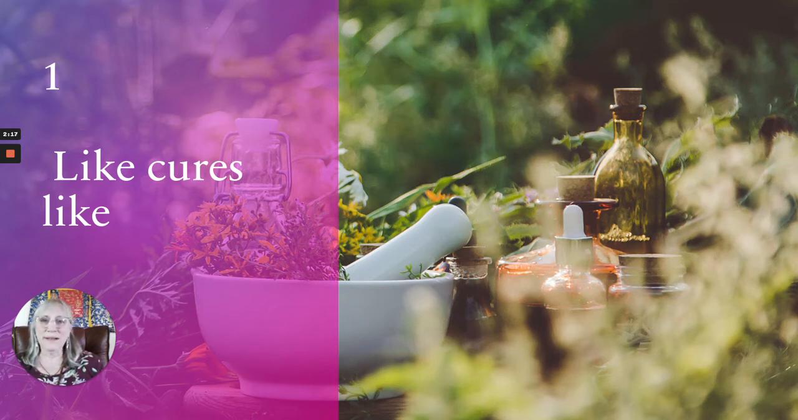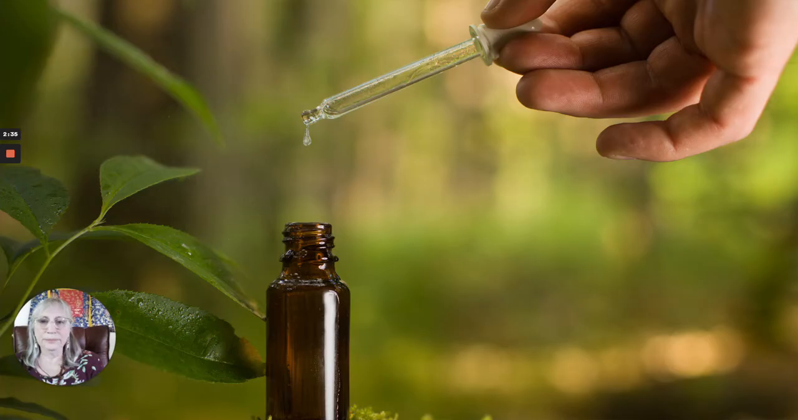And the idea behind that is that we're actually helping the vital force, the body's energy, to do what it's trying to do, helping it do its job instead of suppressing it and working against it. So that is the main principle of homeopathy, like cures like.